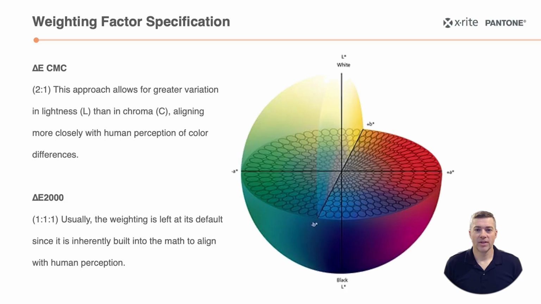With delta E2000, however, the mathematical model was designed to account for this ratio from the outset. Because of this, the default weighting factors follow a balanced 1:1 approach and are typically not modified.